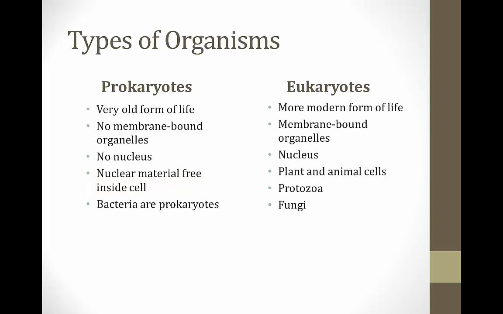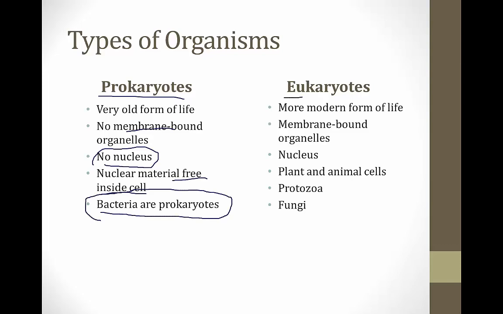So let's start by talking about two general types of organisms. Prokaryotes are a very old form of life on the planet. They were probably the first form of life to evolve. And prokaryotes have no membrane-bound organelles and they have no nucleus, so the nuclear material just sits freely inside the cell in the cytoplasm. And you should know that bacteria are prokaryotes.